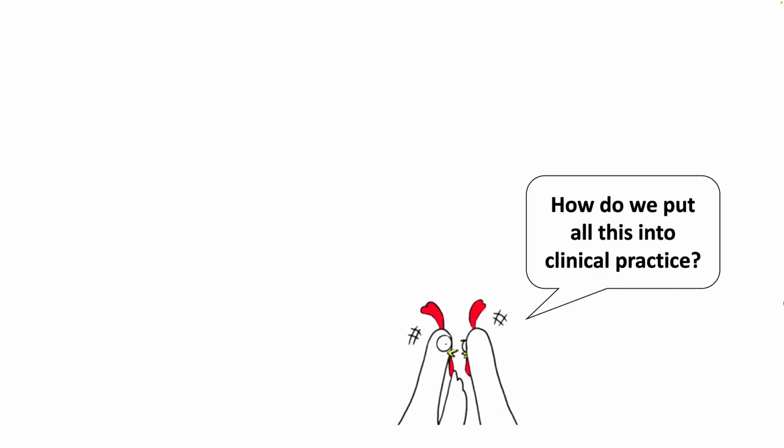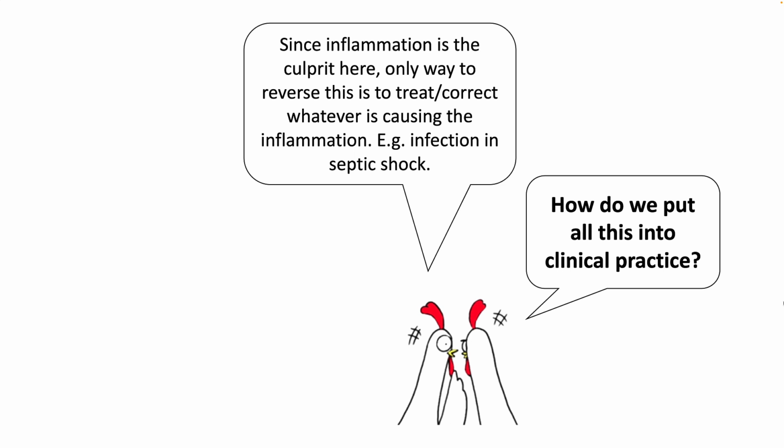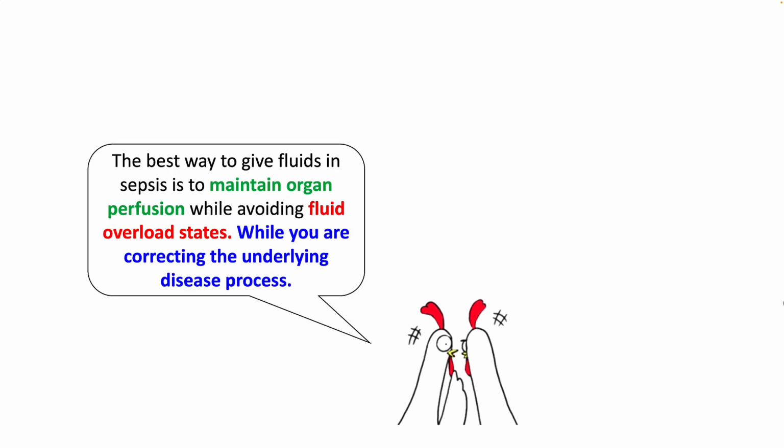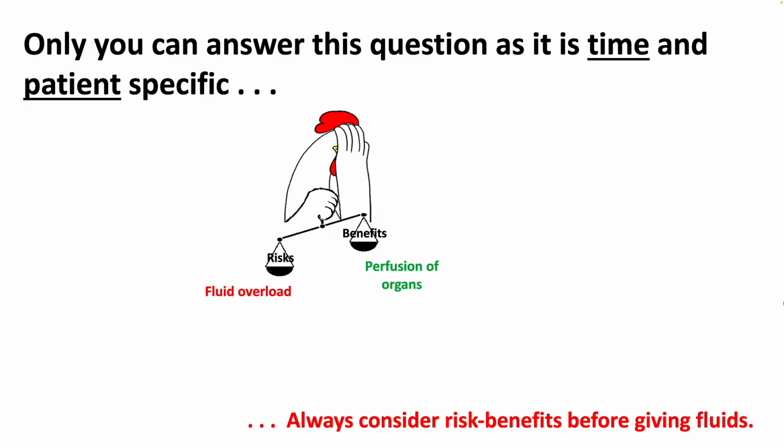How do you put all this into clinical practice? Since the inflammation is the only culprit here, the only way to reverse it is to treat or correct whatever is the underlying etiology. For example, if you are dealing with septic shock, treat infection and do good source control. The best way to give fluid in these patients is to maintain organ perfusion while avoiding the fluid overload state while you are correcting the underlying disease process. So the answer is pretty difficult, and only you can answer this question because it's very time and patient specific.